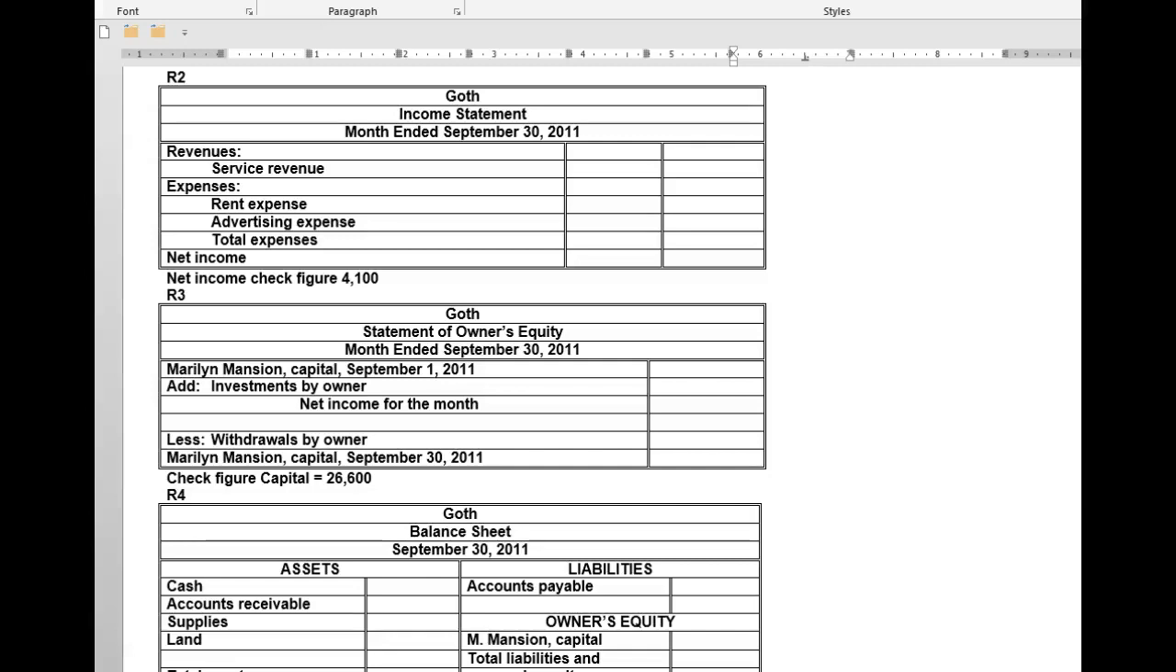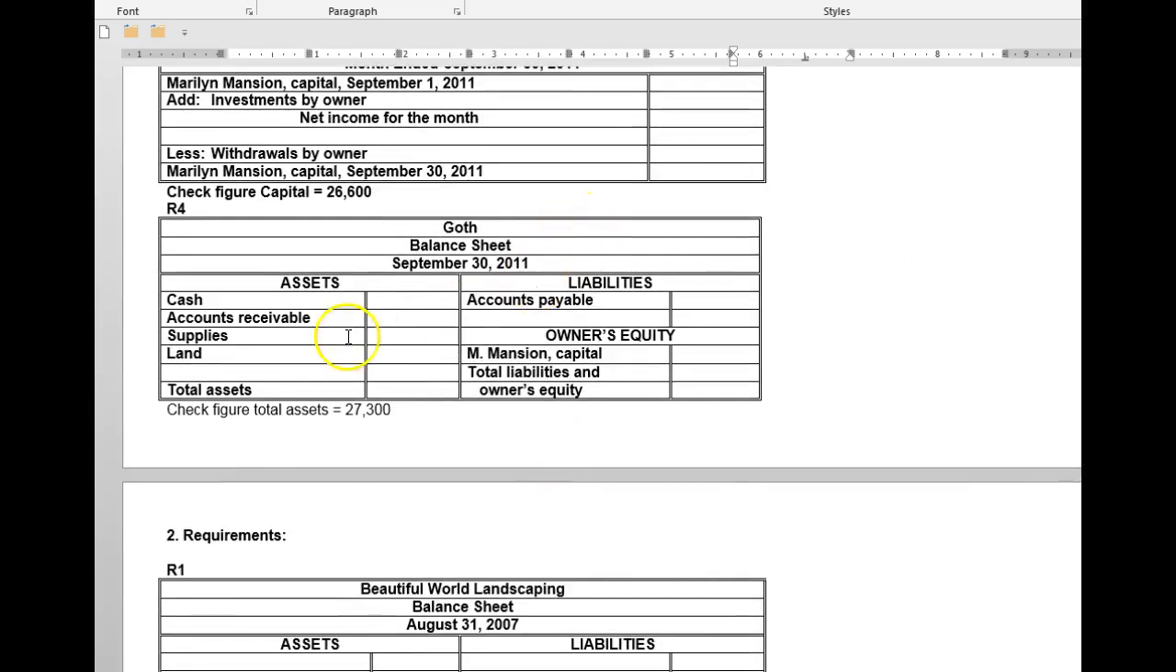Now's the exciting part. This is what you actually do with all these numbers. This is the fun part of accounting. It puts the puzzle together. There is a specific way that we're going to do the financial statements. You always do the income statement first when you pull off of a worksheet such as this. Then you do the statement of owner's equity, and then you will do the balance sheet.